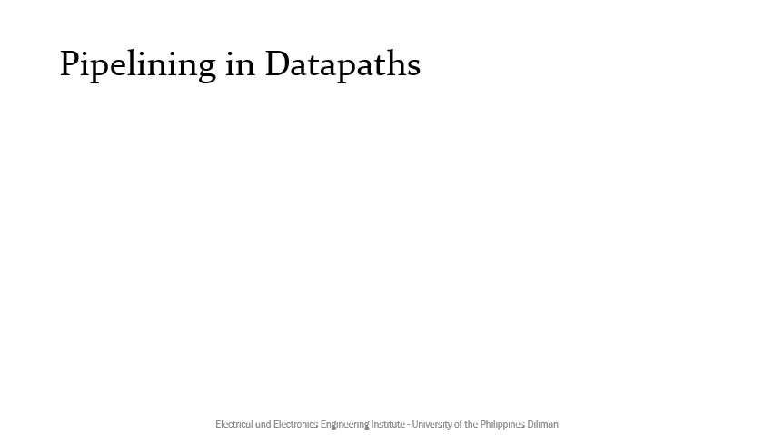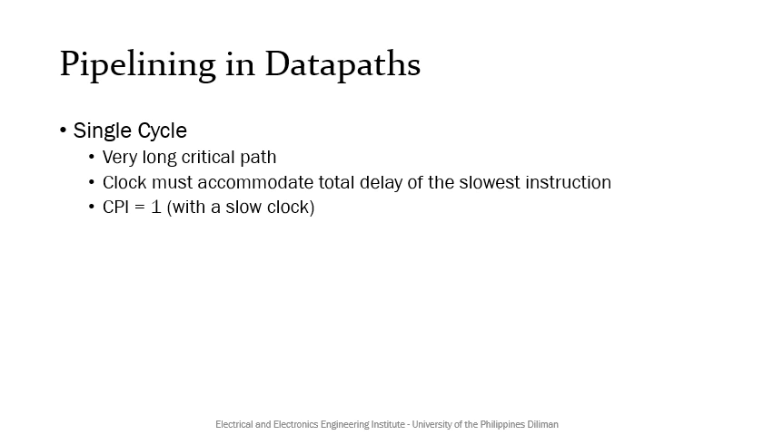Now, let's compare how the single cycle and multi-cycle data paths differ with our envisioned pipeline data path. We mentioned in our previous lecture that the single cycle data path has a very long critical path. The clock must be able to accommodate the total delay of the slowest instruction, even if some instructions can be finished earlier. Thus, a single cycle data path has a CPI of 1 with a slow clock.